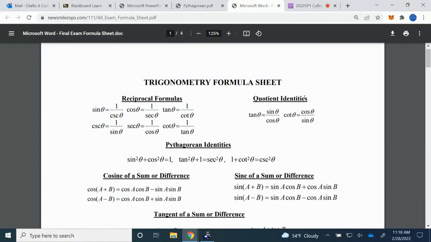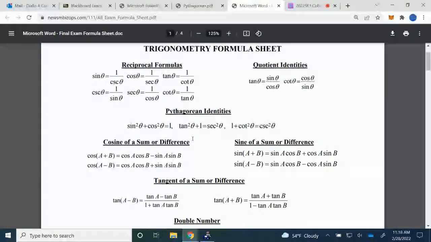You can use these formulas to evaluate and simplify trig functions. Okay, so that's the main intent of the formulas: to evaluate and simplify trig functions. As we get a little bit further into the course, you'll see that when we solve trig equations, we're going to rely heavily on these quotient identities to simplify the trig equations and to evaluate. Okay, so first we want to take a look at the reciprocal and quotient identities.